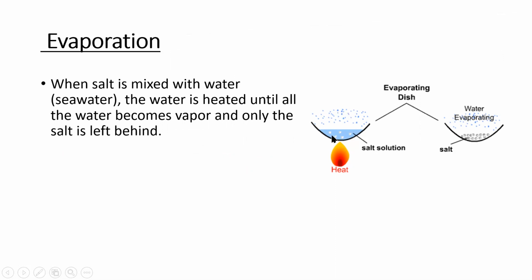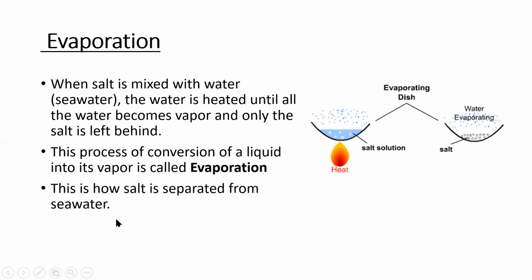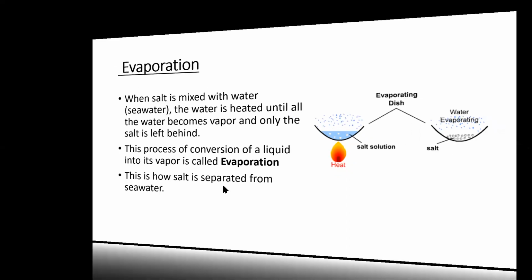So as you can see here in the picture, the salt water is taken and heating is carried out. Salt water is taken in the evaporating dish. Slowly and gradually the water will evaporate, and ultimately only the molecules of salt will remain in the dish. Okay, this process of conversion of liquid into vapor is called evaporation. Okay, so this is how the salt is separated from the sea water. You must have studied the salt pans in geography, right?